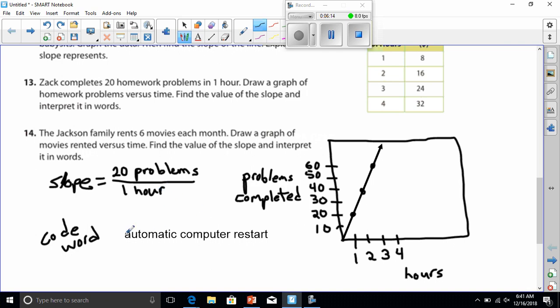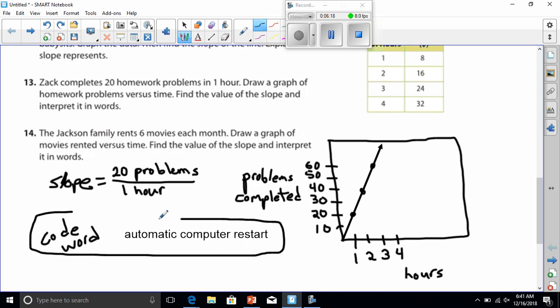Okay, the code word for today is going to be automatic computer restart. And the reason for that is because after I finished this video the first time, the computer actually went into restart mode, and the video had to keep on going as the computer was restarting. I could not shut it off, which made the video incredibly long. That's why everything is written out before I actually wrote it today. But let's go ahead and put that code word, automatic computer restart.